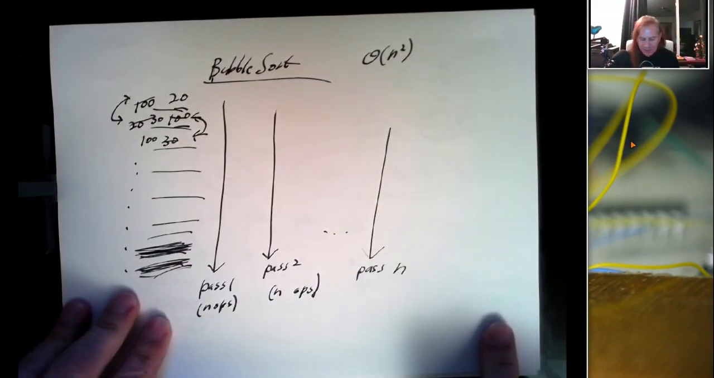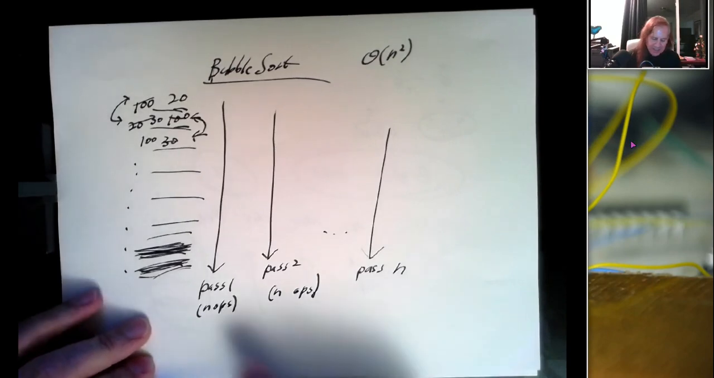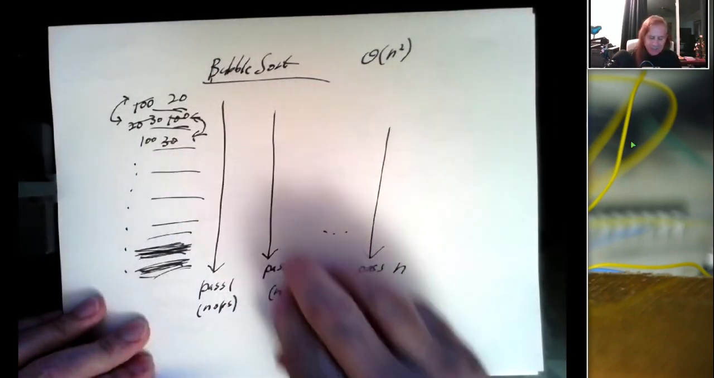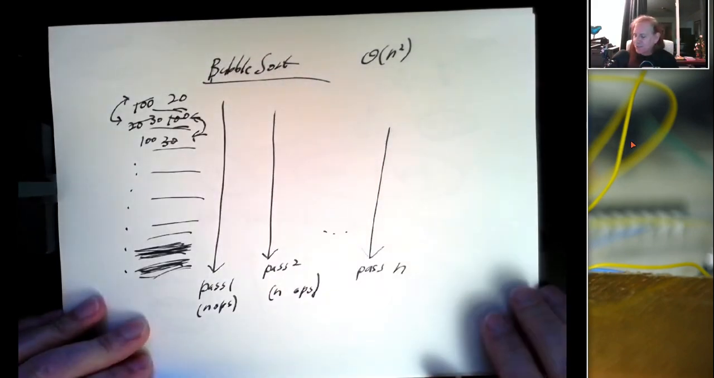So that's bubble sort. Tried and true, really easy to code, right? It's a pair of nested for loops: for pass equals 1 to n, and then for i equals 0 to n minus 1, or n minus 2, compare element i to element i plus 1. If they're out of order, swap them. All right, so that's bubble sort.